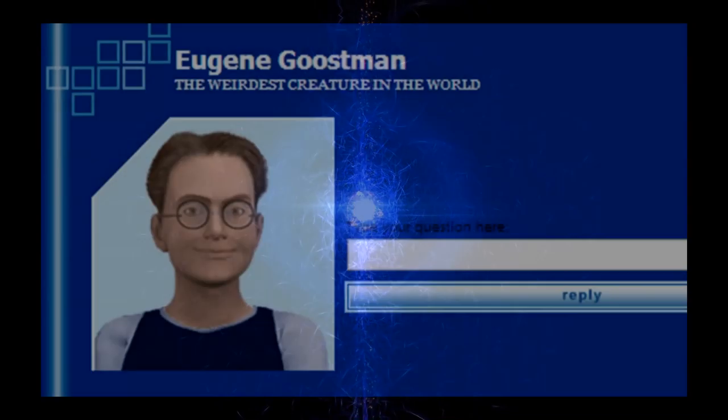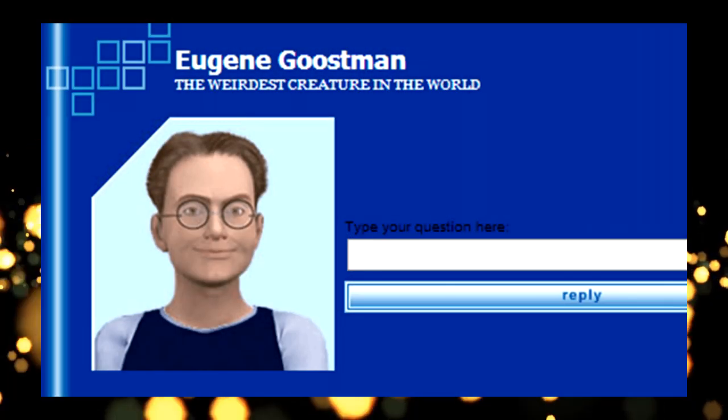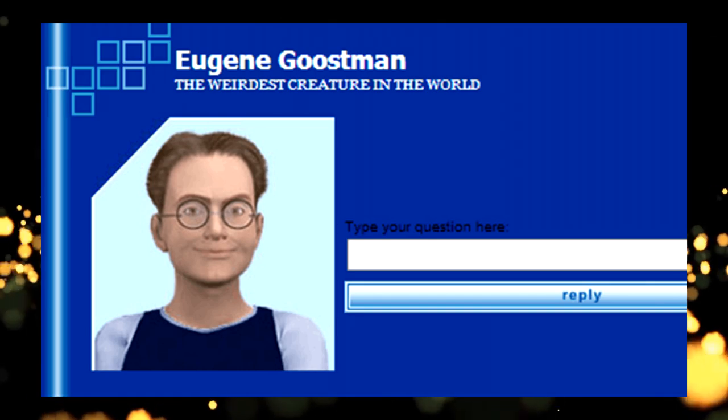In 2014, a group of Russian researchers created Eugene Goostman, a robot that is a boy of 13 who barely speaks English. He tricked the judges and ended up winning the Loebner Prize, which is given to those who pass the Turing test. However, many experts are skeptical about the achievements of the Russian researchers.